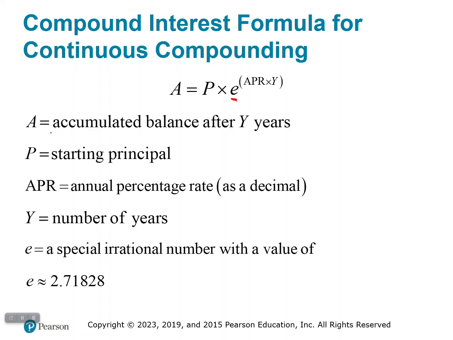Here we go. A is the future amount. P is the starting principal. Annual percentage rate as we have, the number of years as we have. And E is a special irrational value that we will use straight up on the calculator. If you want to know the decimal for it, there's the start, but it's an irrational number. It has a never-ending decimal expansion.